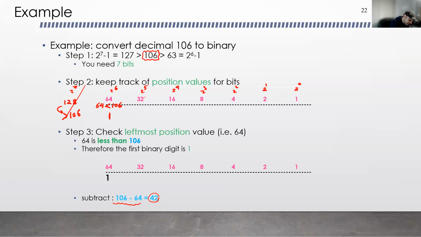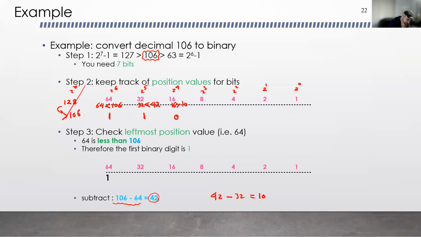42 is greater than 32, so 32 is less than 42. So you put 1. That's good. Then you subtract 42 minus 32, it's 10. Now 10 is less than 16, so 16 here is greater than 10. That's why we're going to put 0 here.